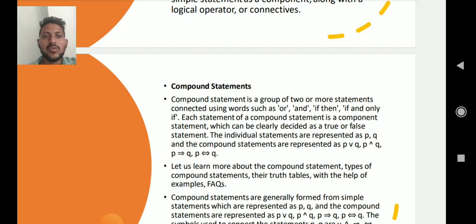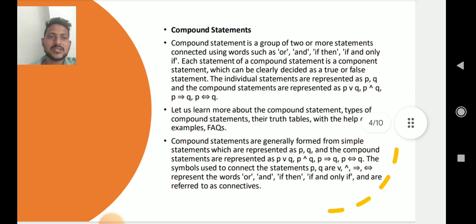Let us learn more about the compound statement, types of compound statements, and their truth tables with the help of examples and FAQs. Compound statements are generally formed from simple statements which are represented as P, Q and the compound statements are represented as P, O, Q. The symbols used to connect the statements P, Q represent the words or, and, if then, if and only if and are referred to as connectives.